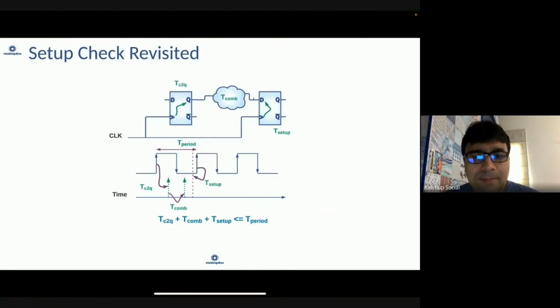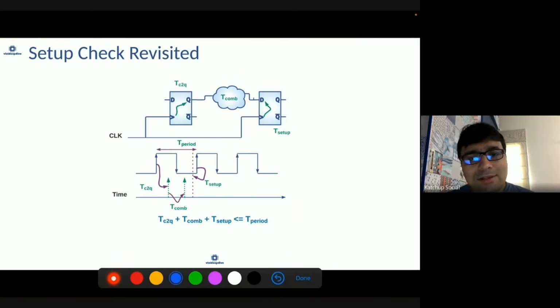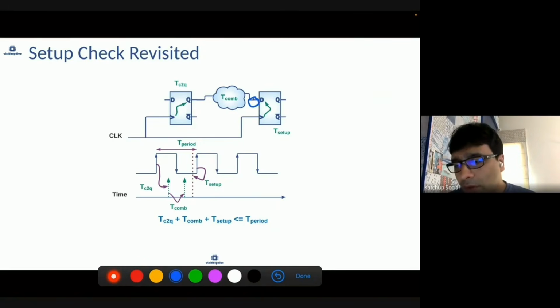Let's revisit our basic setup check. We had looked into that. Setup check is basically that your data should arrive some time before the clock edge, which is given by your T setup. That is, the data should arrive at the D pin of the flop at least T setup time before the clock edge. What are the multiple elements involved here?